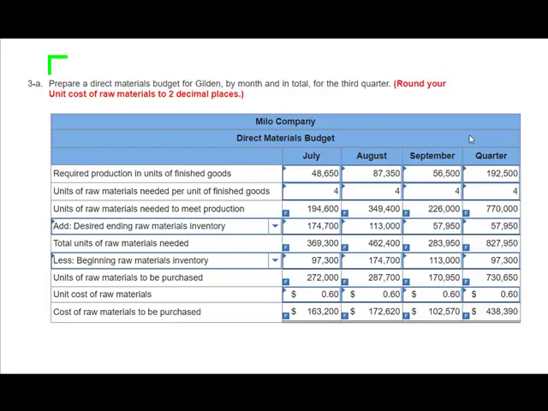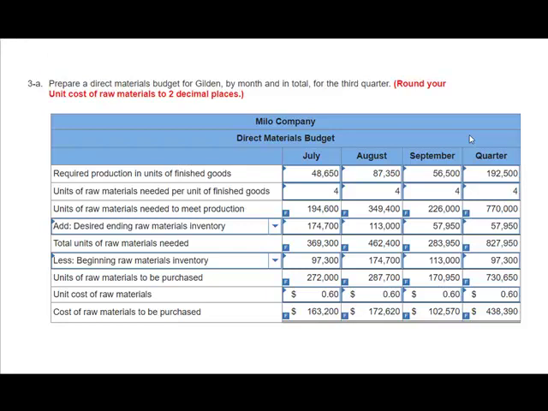So there's also a total for the quarter column in this budget. So for the first row, you just simply add across your required production for July through September and put the total in the quarter column. Then you'll multiply by 4, which is the number of units of materials needed per unit of product. Put the answer on the third line in the quarter column, and then for the desired ending raw materials inventory, you'll just put the same number that you see in the September column.